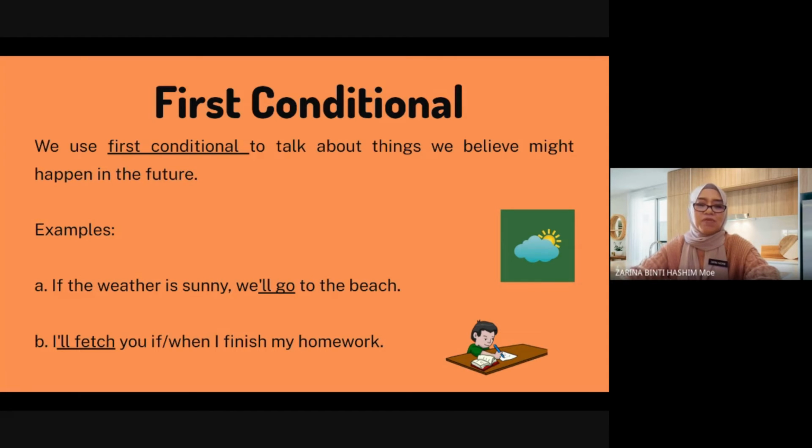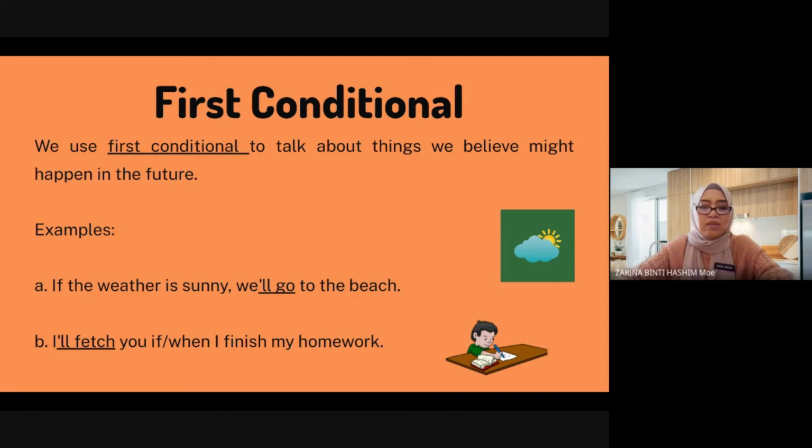So when we talk about the future, what will be in that sentence? The clue here is the word future. Look at the example here, number A: if the weather is sunny, we will go to the beach. Which word in the sentence here shows the future? Who can tell the class which word here shows the future?